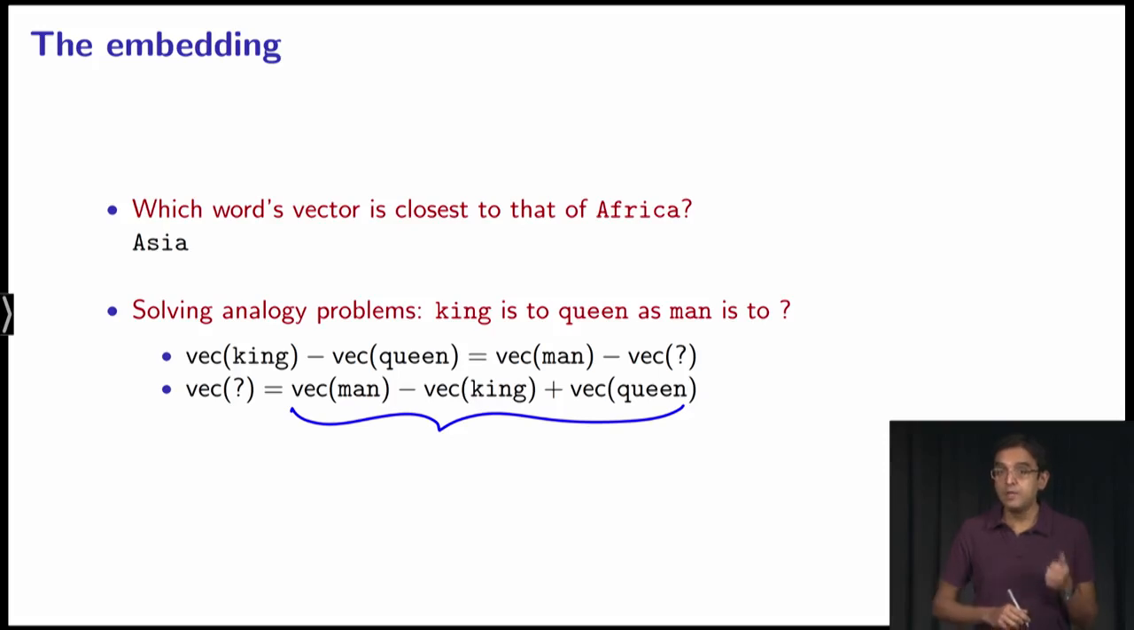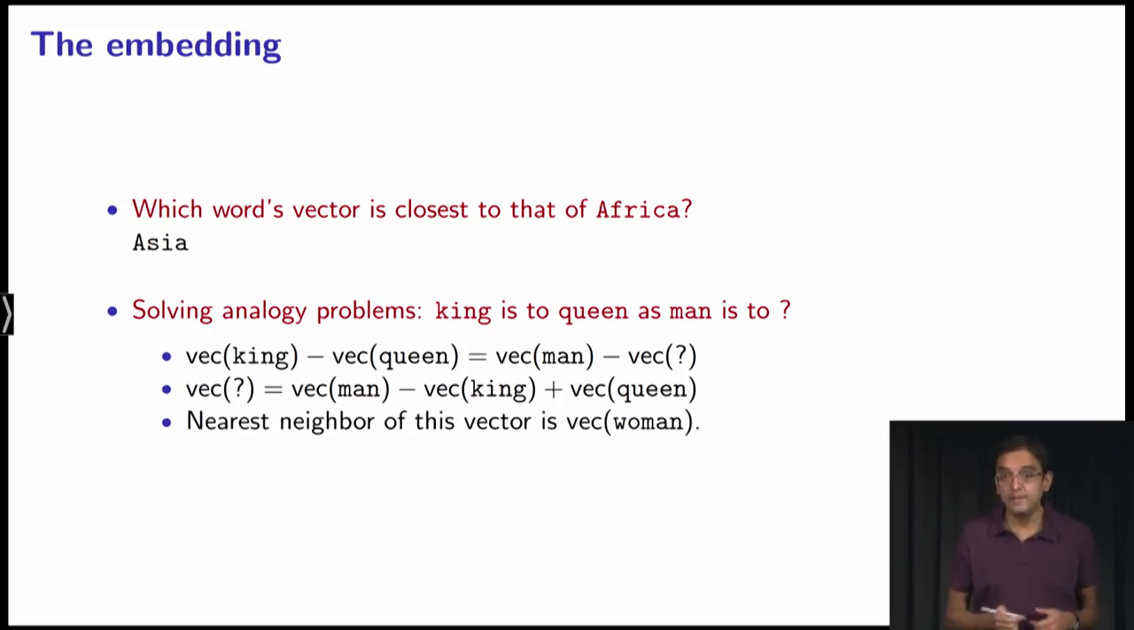And now we look for the word whose vector is exactly that. Well, chances are there's no word whose vector is exactly that. But once we construct that vector, we can look for its nearest neighbor in the list of word vectors. And when you do that, it turns out to be woman.